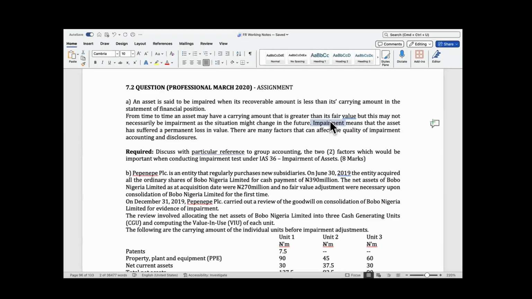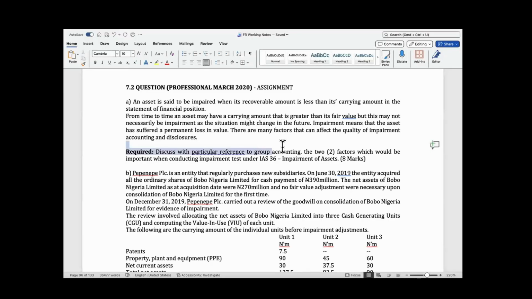And there are many factors that can affect the quality of impairment accounting and disclosures required. Discuss with particular reference to group accounts the two factors which would be important when conducting impairment tests under IAS 36. We're given that for 8 marks. And I need not tell you that the two factors are basically carrying amount and recoverable amount. Those are the two factors. All you need to do is discuss this with reference to group accounting.